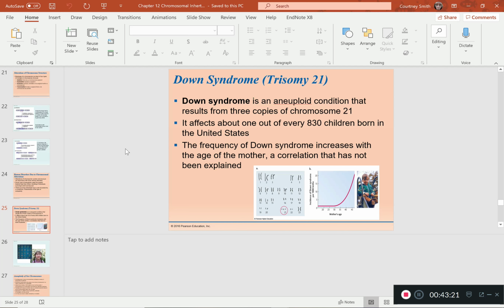Also, the frequency of Down syndrome will increase with the age of the mother. Now, the correlation hasn't exactly been explained, meaning the mechanism as to why that happens, but me personally, I think it's just because cells get old. As cells get old, they tend to make more mistakes because they're not young and chipper and everything. As you get older, you tend to make more mistakes, and that's the same thing with your cells. So it's completely natural. And then we have another one that we sort of talked about, which was Klinefelter's.